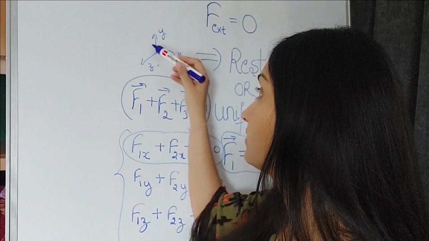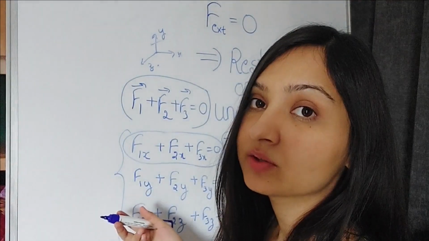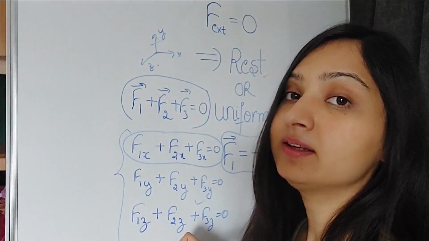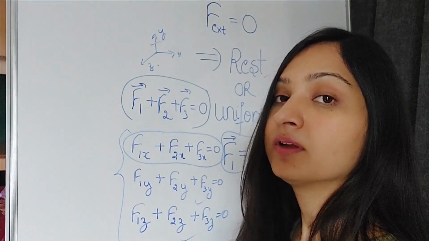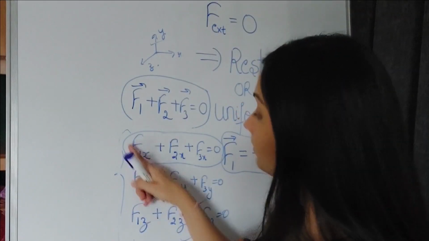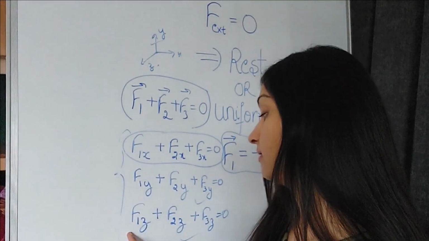Next step is to check the components in the y direction. Again this. And finally in the z direction. So this equation actually means this, this and this. Okay?